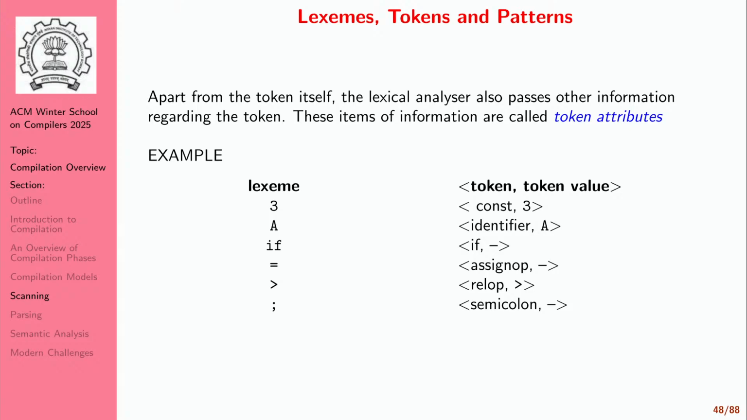Then we have assignment operator, we have relop, so we have name of relational operator and which operator it is. We have a semicolon, again one single token. I don't need the token value to distinguish between different tokens because I don't have different, I have exactly one lexeme for this token class. Right? So we'll talk about tokens, token values, and lexemes.